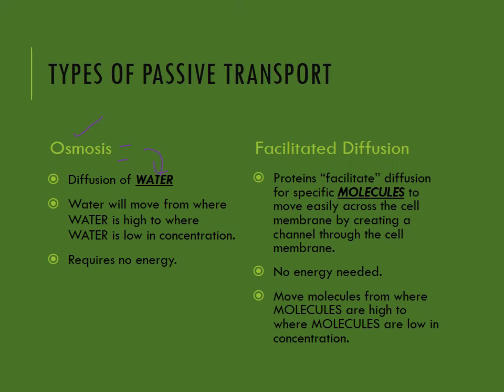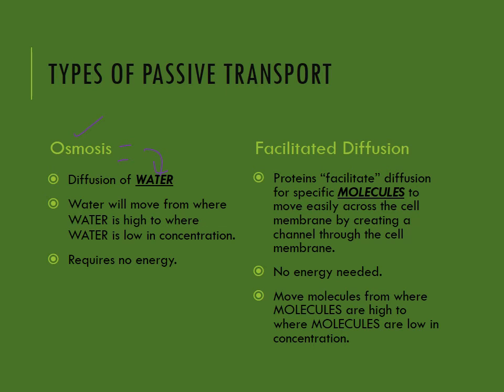So the tunnel system just allows things to come in and out. It doesn't really require the use of inner energy to do this. Molecules move from where they are high in concentration to an area of lower concentration. So it's just that movement back and forth to make sure that they reach an equilibrium. But again, osmosis is only with water, from high to low concentration.